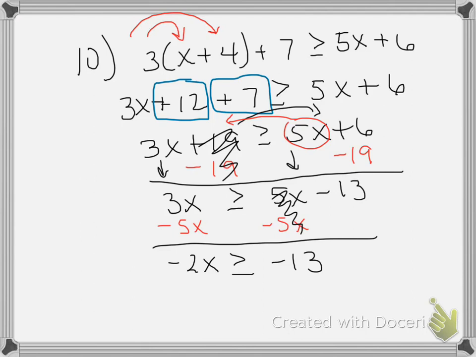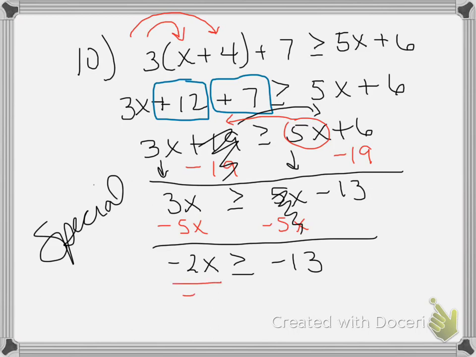Alright, now if you notice, this is a special thing. Very special. And the reason why is because it has a negative number being multiplied to the x. And we said in class, whenever you multiply or divide a negative away from the variable, and this guy right here is my variable, I'm going to flip the inequality.